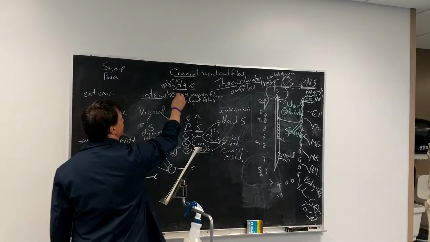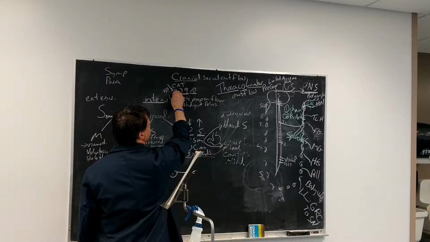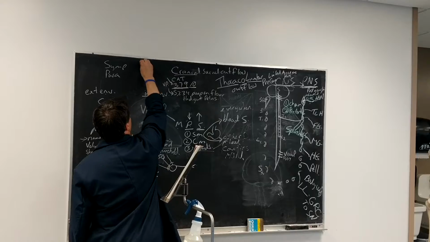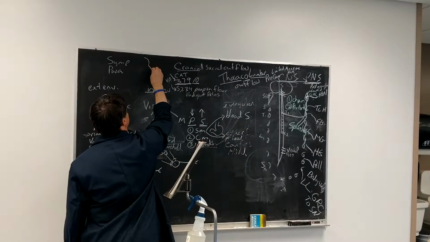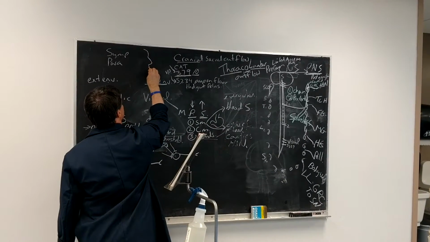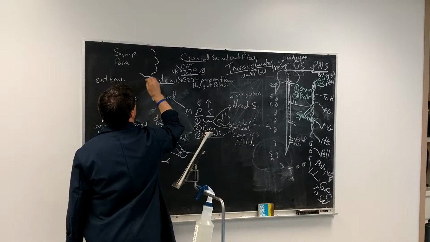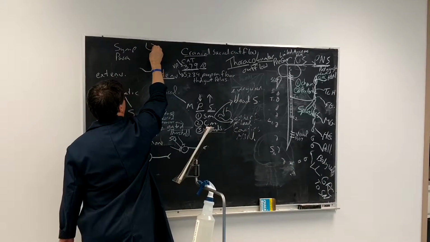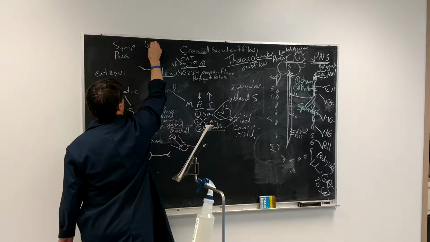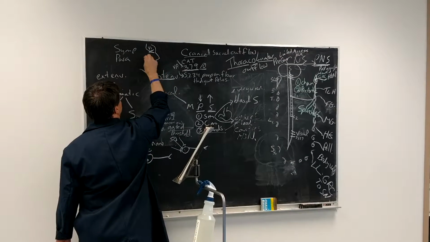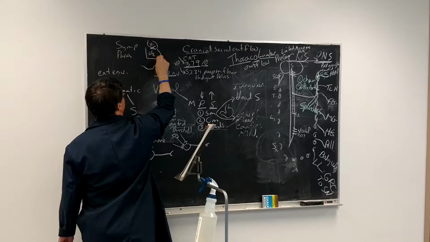We've got our nerves of the head and neck that you talked about already, right? And we got that in good detail. So I'll just do this way. V1, V2, V3.